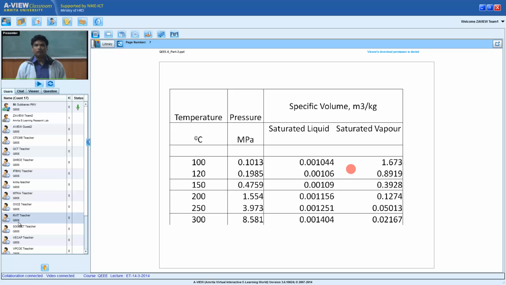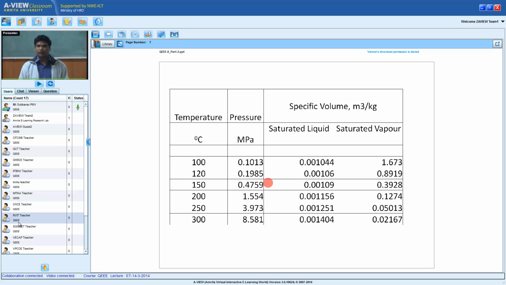You see 1670 times the volume is increasing, a massive increase in volume. Now the question is, should I be happy with such a high increase in volume? What are the consequences of such a high increase in volume? It took a long time to understand, and it is Thomas Savery who started exploiting this, as I showed you in the beginning.